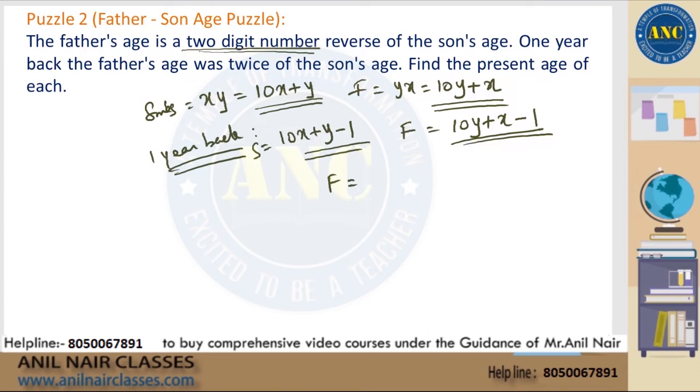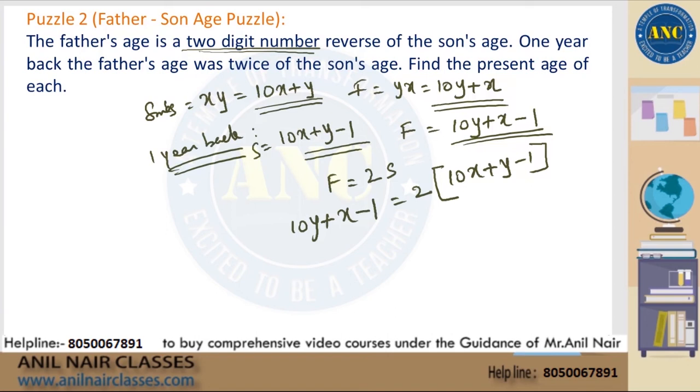was twice the son's age, 2 into s. That means nothing but your 10y plus x minus 1 is equal to twice the son's age, which is nothing but 10x plus y minus 1. Now, we just need to simplify this. How do you do it?